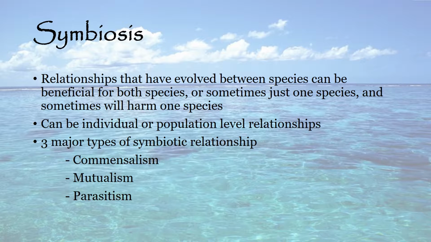Symbiosis. So symbiosis are relationships that have evolved between certain species, and they can be beneficial for both species, or sometimes just for one species, and then sometimes they'll harm one of the species. They can be individual population level relationships, and there's three major types of symbiotic relationships: commensalism, mutualism, and parasitism.